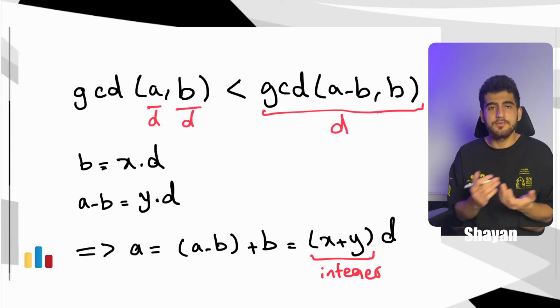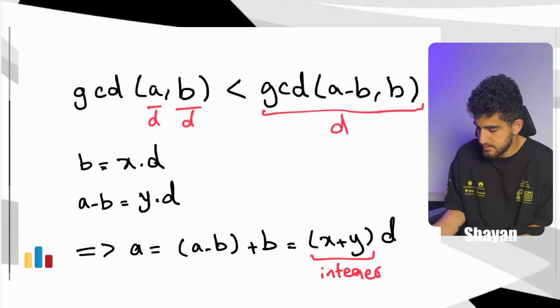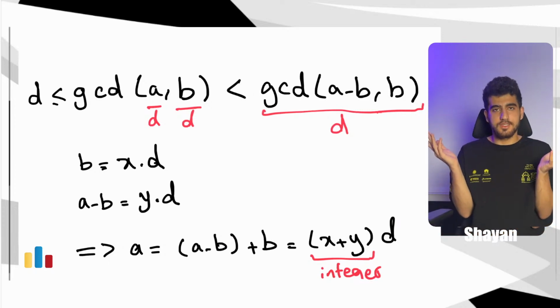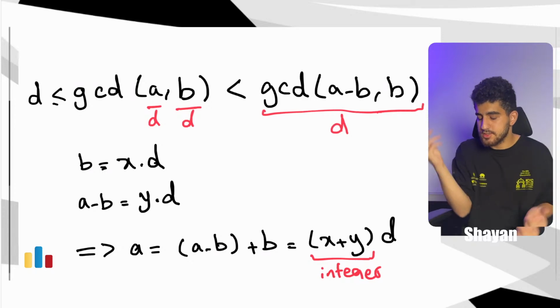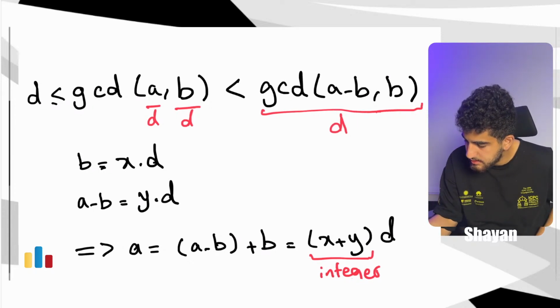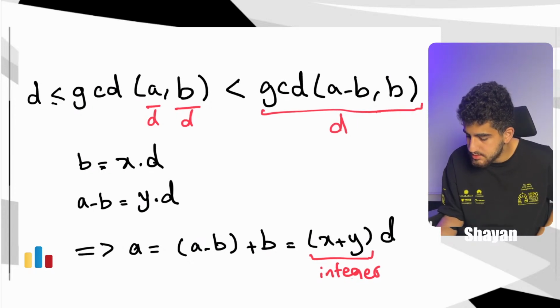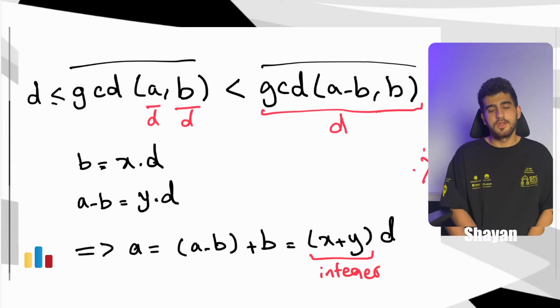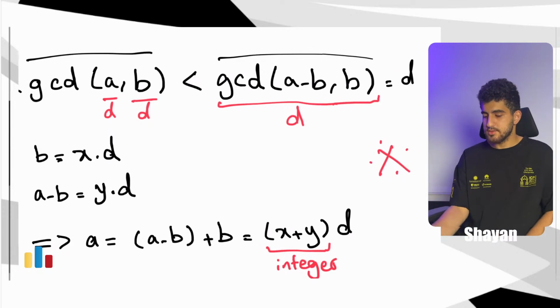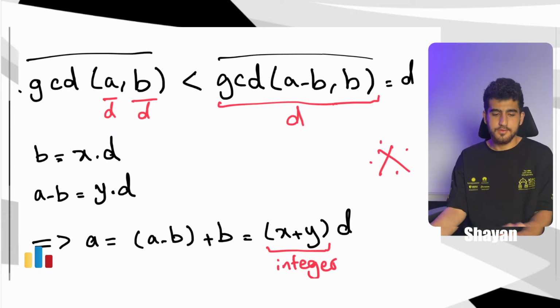Therefore, GCD of A and B is at least D, because we know that D is a common divisor. Maybe there is a greater common divisor as well, but D is a common divisor. So again, this is equal to D, this is at least D, but this is less than this. This is a contradiction. So this case is not possible as well.